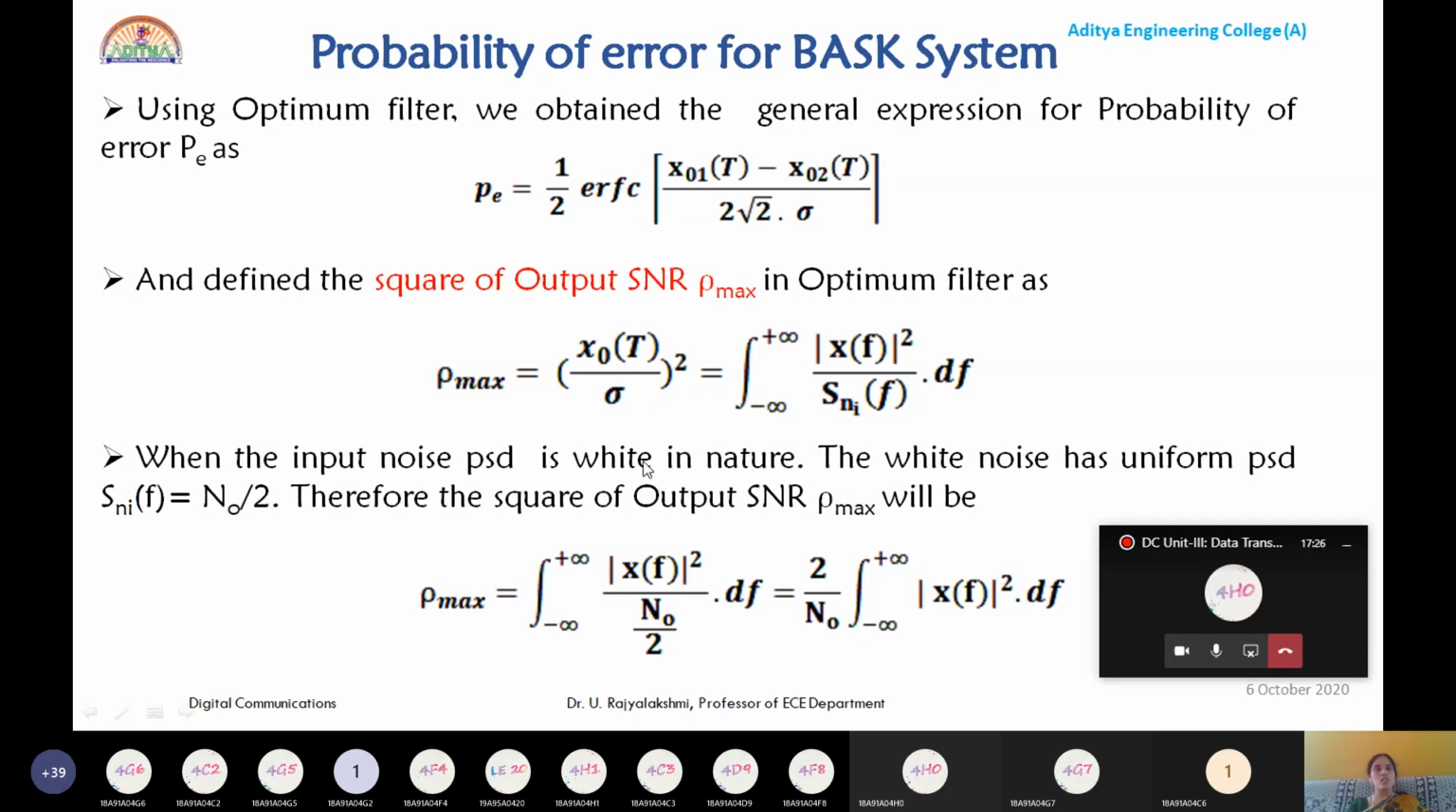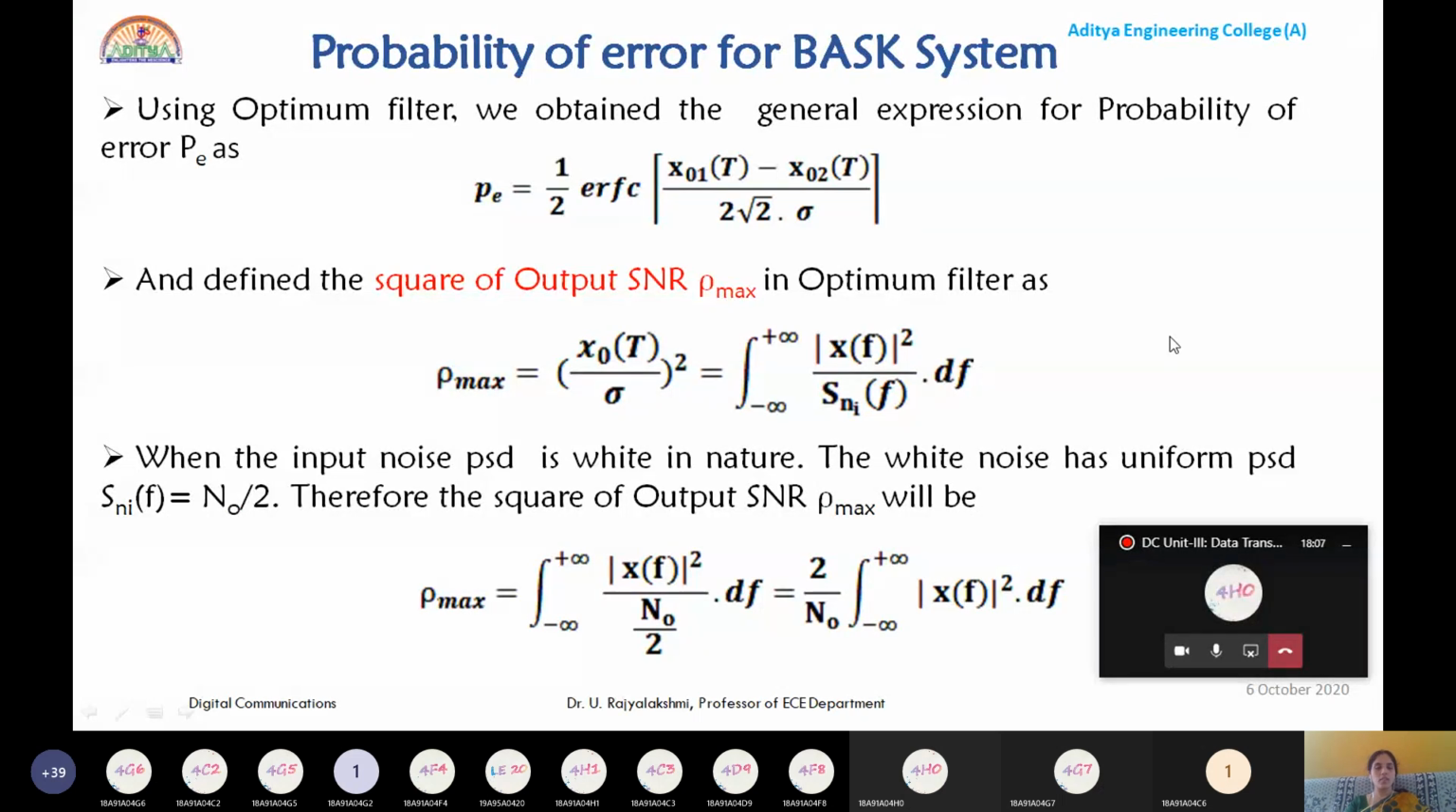We are almost following the same procedure as before. We know that by using the optimum filter we can derive the expression for probability of error. Then take this square and represent it like this. Assume that the input Gaussian noise is white in nature. White noise has uniform power spectral density, so replace it as N0 by 2. Finally you get the square of output SNR as 2 by N0 times the integral from minus infinity to plus infinity of mod x of f square, df. Even in examinations you should start from this point.